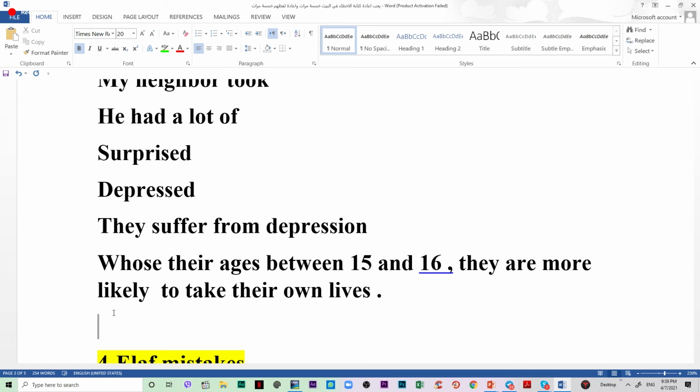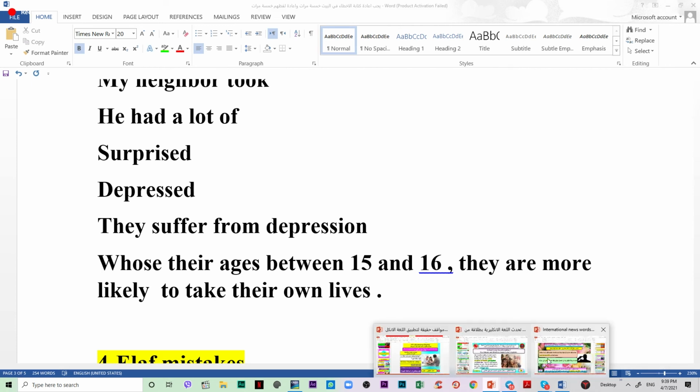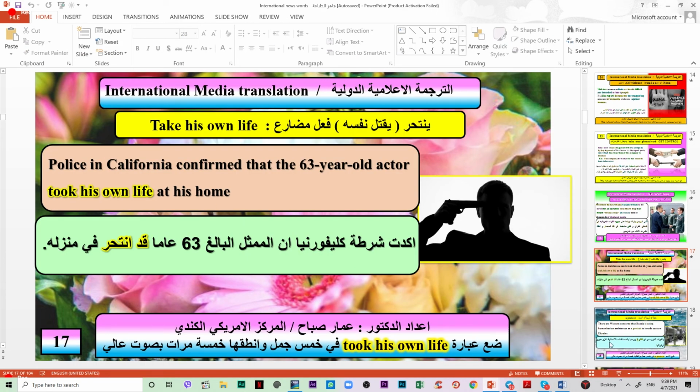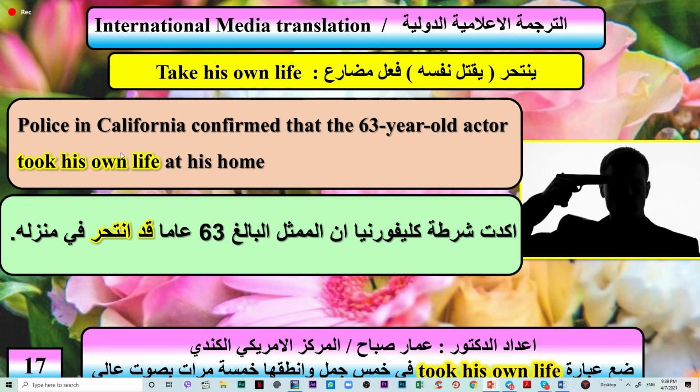Who is next? So all of you have participated. Let us continue. I'm going to read the immediate translation. Police in California confirmed that the 63-year-old actor took his own life at his home.